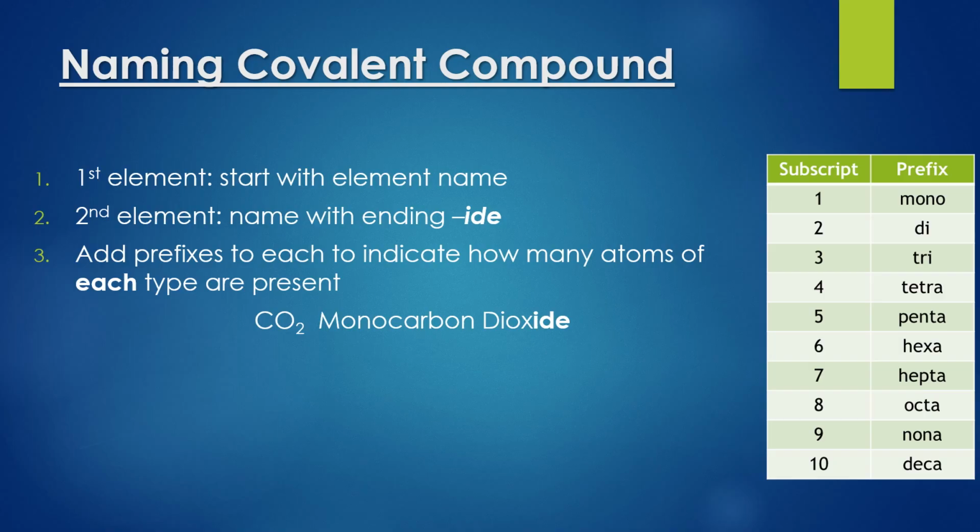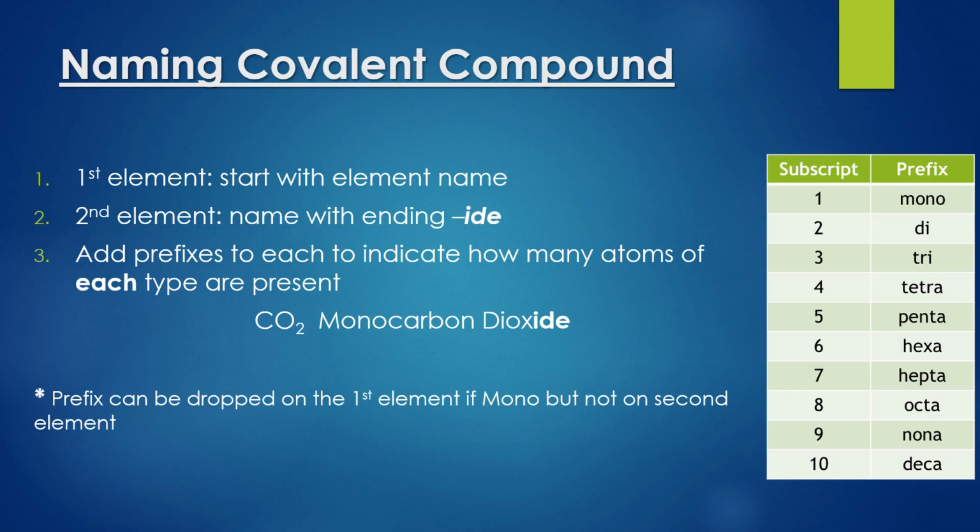So here comes our first rule. The prefix can be dropped on the first element if it is mono, but not on the second element. So this is an exception to the rule. The prefix is always dropped on the first element if there's only one of them. So it is indeed just carbon dioxide.